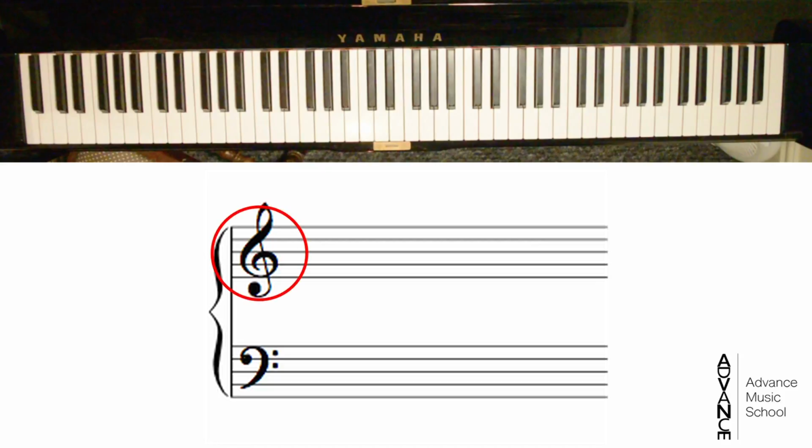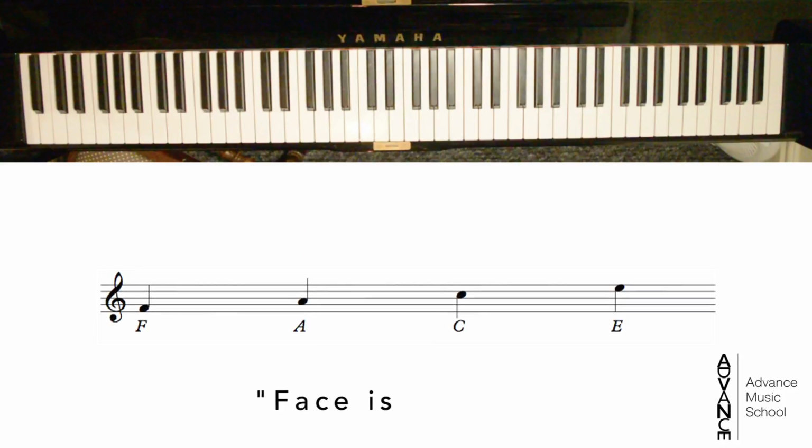In order to learn how to read music using the treble clef, we can use two handy words and phrases. The first is face is space. The spelling of face is F-A-C-E. And these are the notes if we put dots in the spaces on the stave for treble clef. The bottom space is F, the second space is A, the third space is C, and the fourth is E.